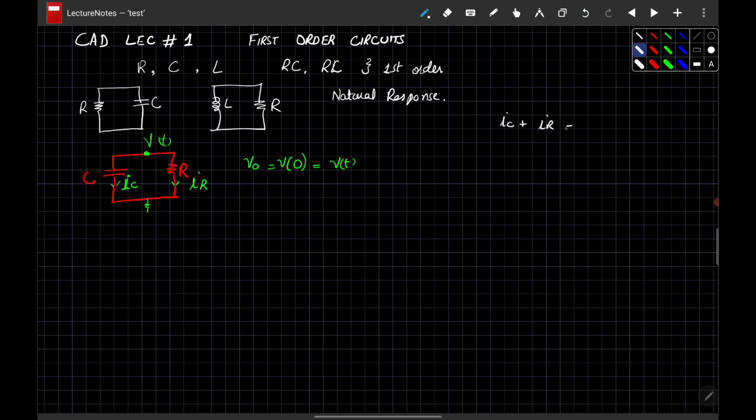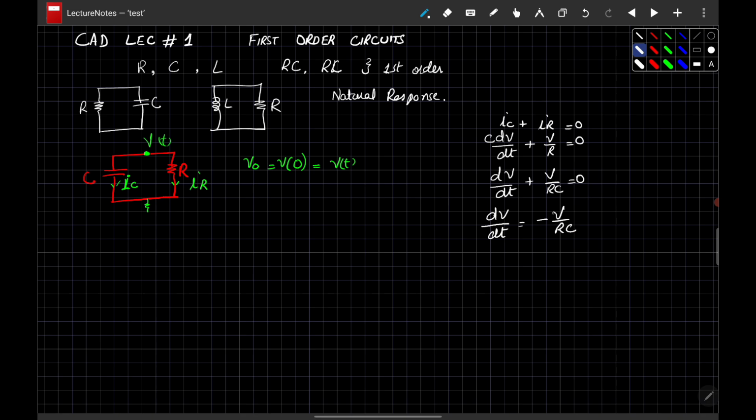IC plus IR equals 0. So we have the equation of IC, and you already know that is C dV by dt plus V over R equals 0. So what we do, we divide the whole equation by C. We get dV by dt plus V over RC equals 0. Now dV by dt equals minus V over RC.